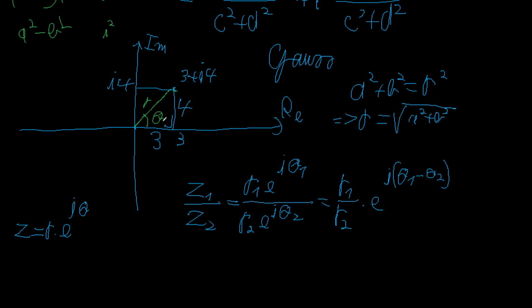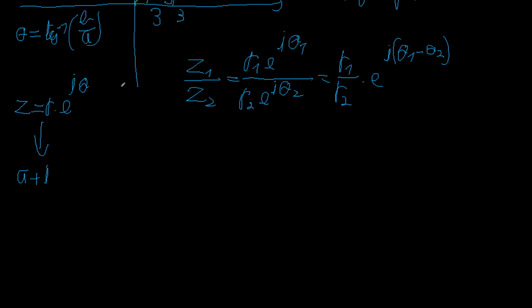Now, how do we calculate theta? We'll use the definition of the tangent. So the tangent of theta equals 4 divided by 3, or in the normal case, b divided by a, imaginary divided by real. So theta equals the inverse tangent, or the arc tangent, of b divided by a. That's how you can convert from polar to Cartesian.